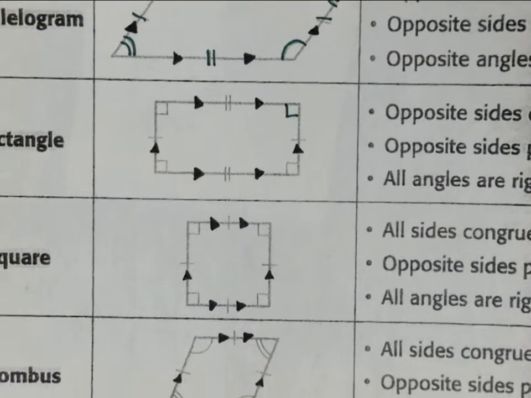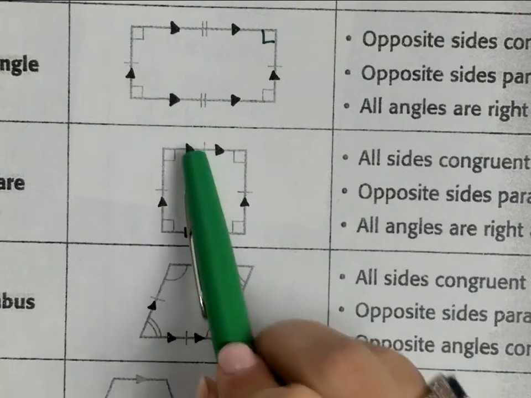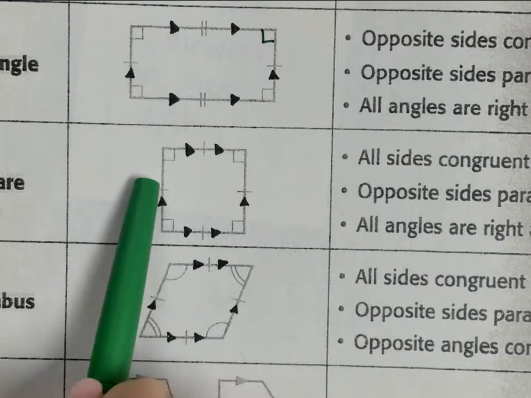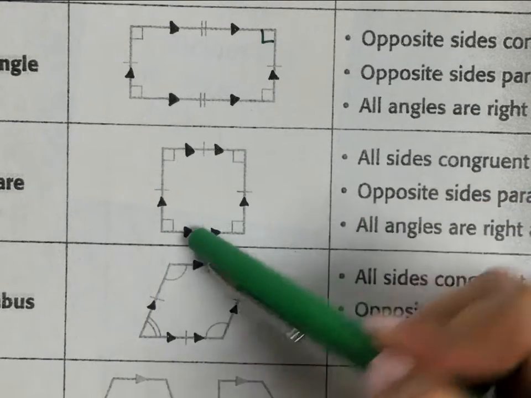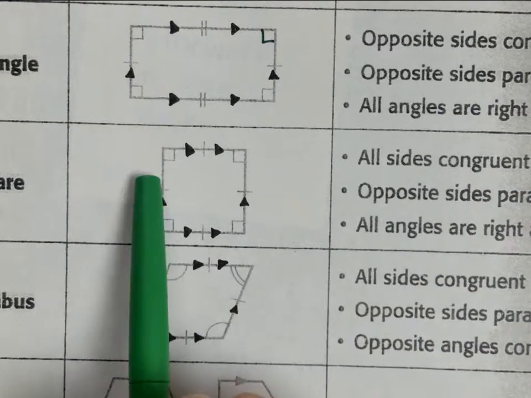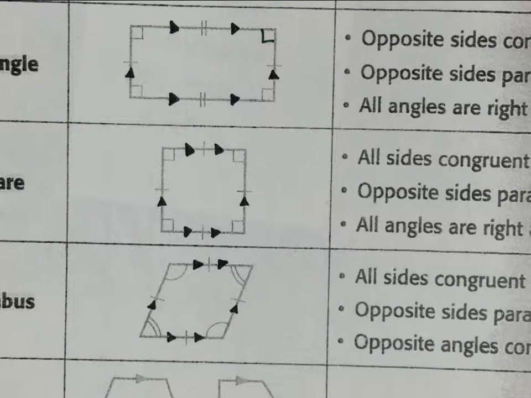A square is similar, except all 4 sides are congruent. So each side length is the same length. Opposite sides are still parallel, so this line is parallel to this line, and this line is parallel to this line. Okay. And then all angles are right angles again. So they have that square in the bottom.